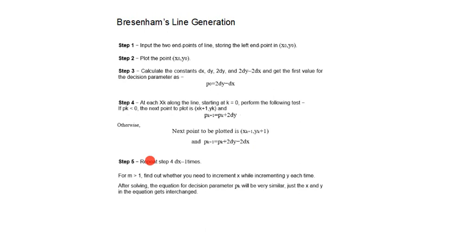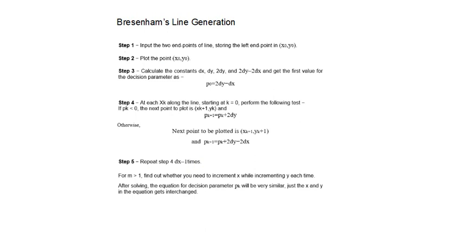Now repeat step number 4. Repeat this step for dx minus 1 times. So whatever is the change in x, minus 1 time. Now why minus 1 time? Because you have already plotted the first pixel here. Change in x means the total number of pixels to be plotted, and you have already plotted 1 pixel. So that's why you will repeat step number 4 dx minus 1 times, and it will complete the drawing of your line.